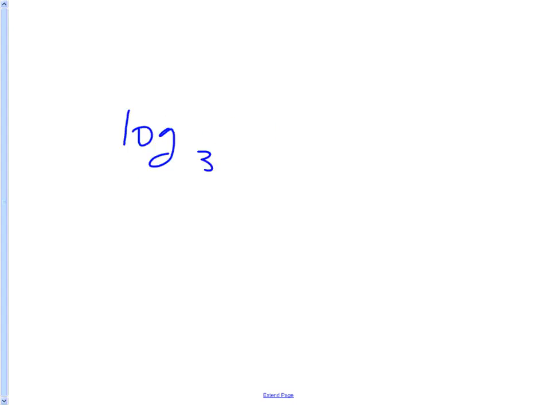Log base 3 of 3. What is it? It's 1. And you can either memorize that if these two are the same, the answer is 1, or you can think, what power would be right here? A 1. And so it's just like one of those other properties where if these two are the same, then the answer is there. So the answer to that is 1. Okay. And there's one more thing.